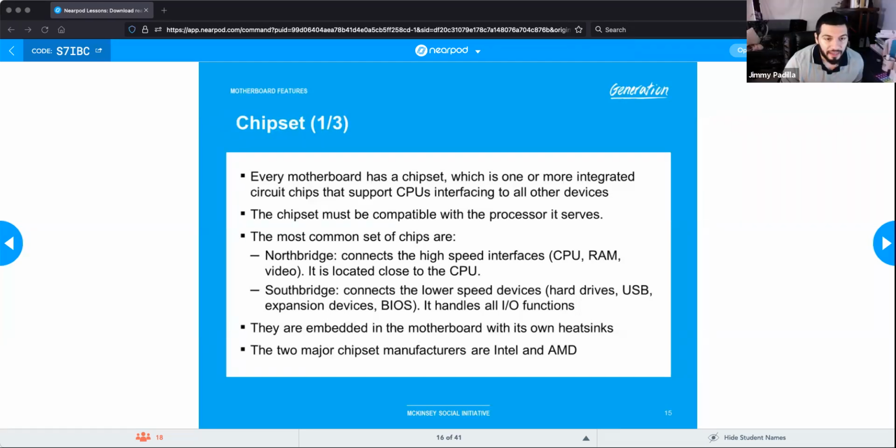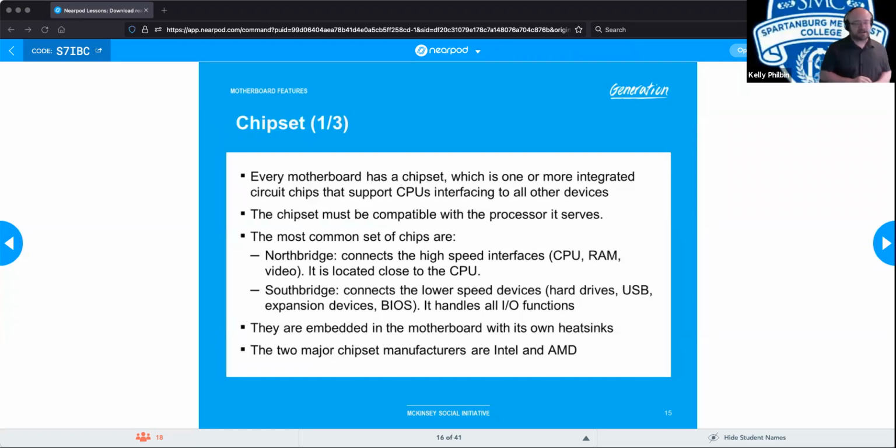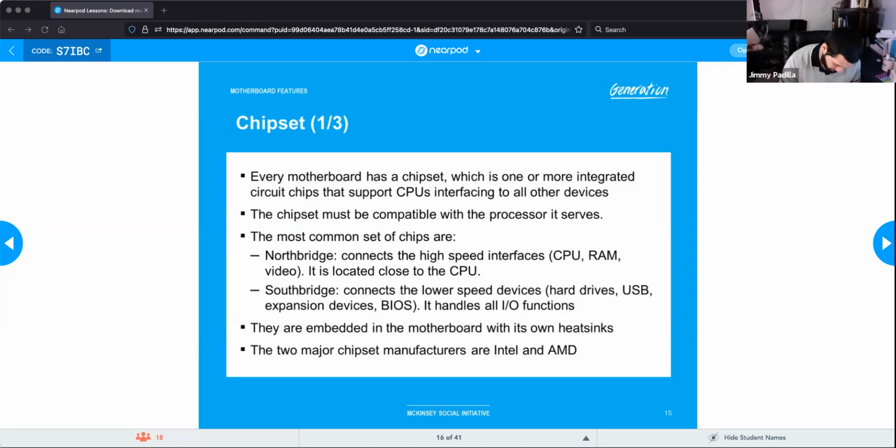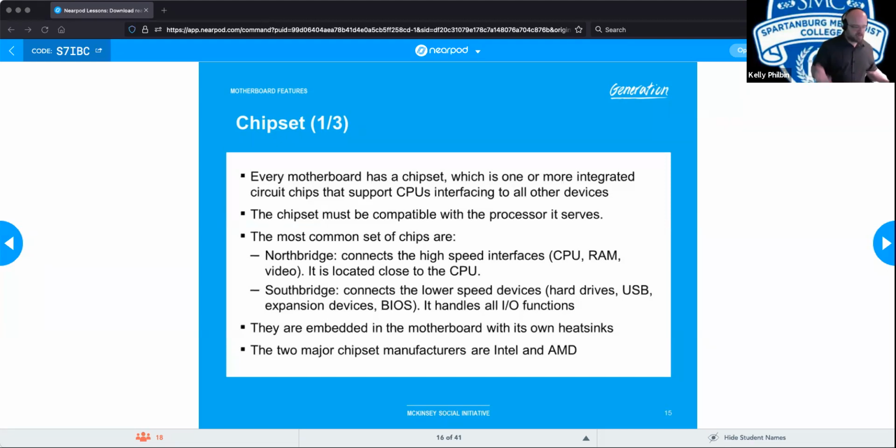What is that last? It handles all I/O functions. What is that? I/O, input, output. So all of your peripherals that you would hook up, mice, speakers, headphones, microphones, keyboards, cameras, all that fun stuff, they're considered I/O, they're inputs or outputs. Those would be external connections to the computer, and all that would funnel through the South Bridge. Any other questions so far?